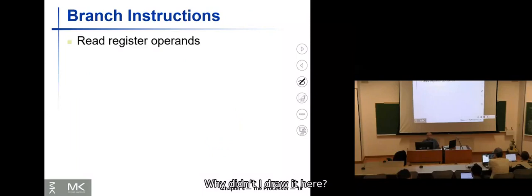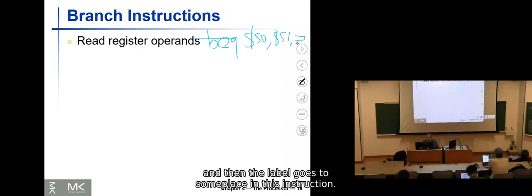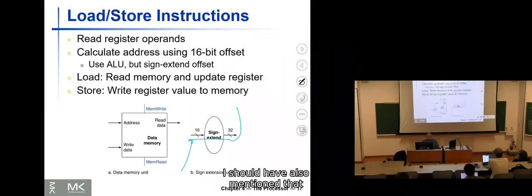Why didn't I draw it here? I guess it will come later. Branch instruction. Branch instruction is like that. Branch unequal, let's say S0, S1, and then the label goes to some place. In this instruction, we have two registers. Oh, sorry, about this I should have also mentioned that here, for load, we have two registers.